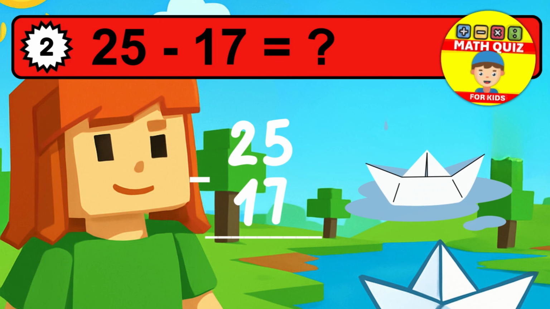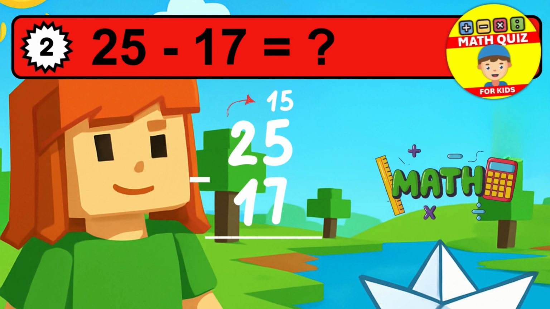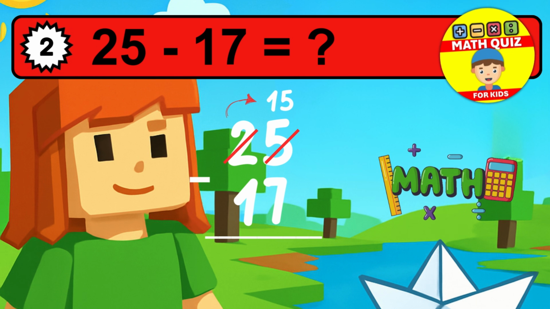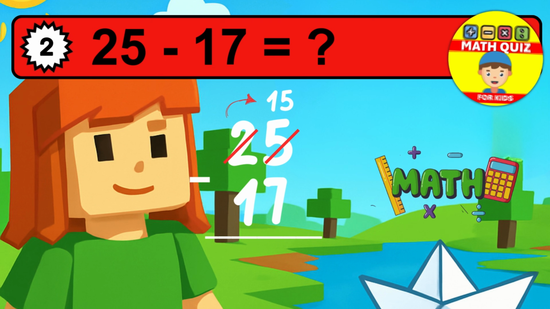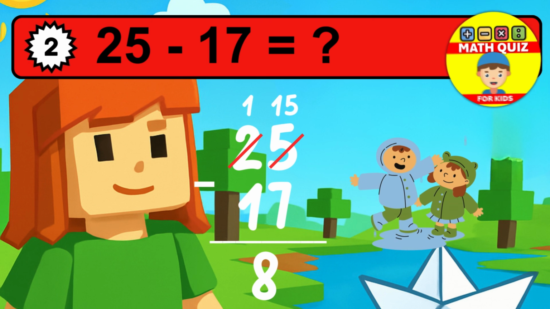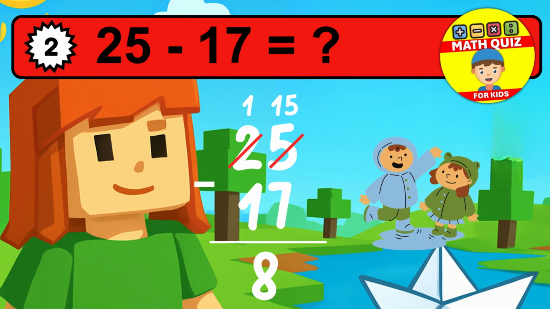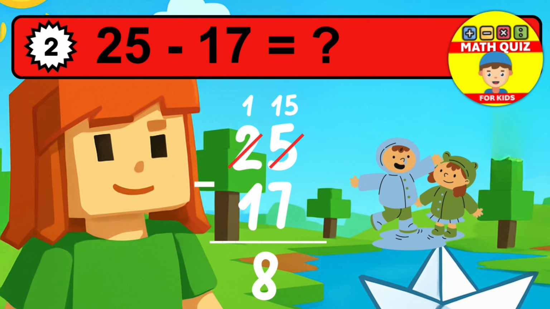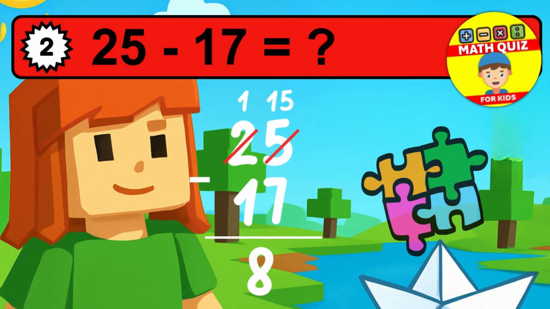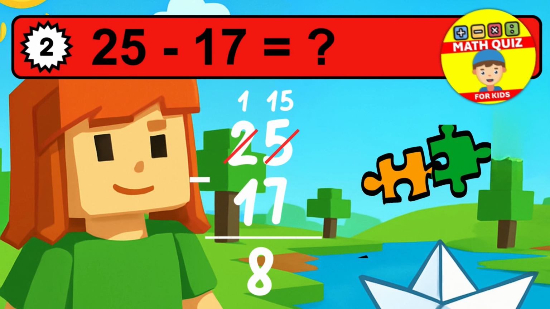Let's solve this step by step. We start with the units. 5 minus 7 is not possible, so we need to regroup. We take 1 ten from the tens column. Now we have 1 ten, and the units become 15. Now we subtract. 15 minus 7 is 8. Then we go to the tens. 1 minus 1 is 0. The final answer is 8.